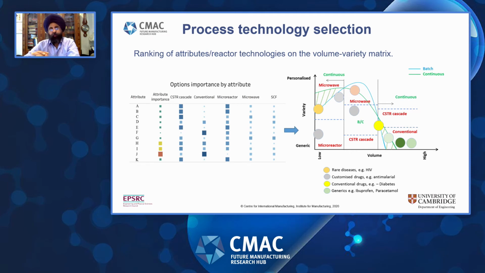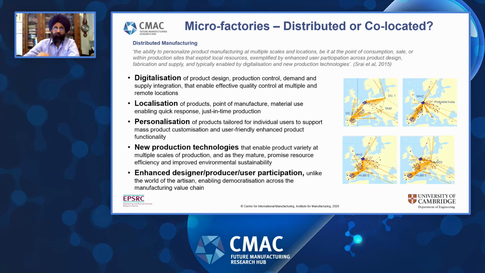Then I talked about process technology selection. So this involved ranking of a series of attributes for reactor technologies on that earlier volume variety matrix. So we can see here microwave, microreactor at small volume, CSTR cascade at higher volumes, and more conventional technologies at higher volumes still. So this allows us to narrow down the technology operating windows for particular reactor types.